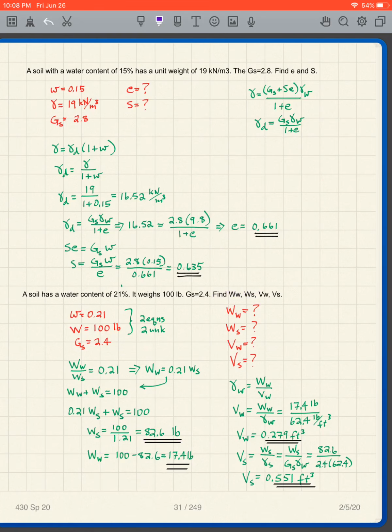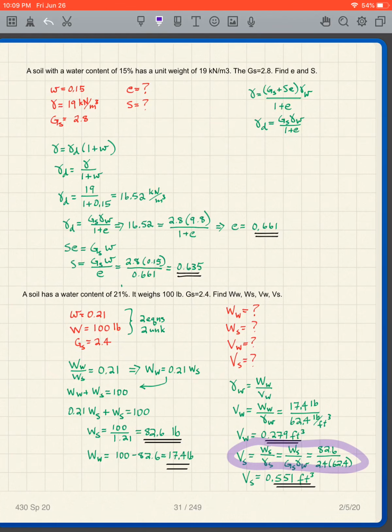And then, what do I know? Well, I know gamma w. Again, if I know the weight of the water, I know the volume of the water. How do I know that? Using the density. So I use the density, I get the volume of the water. And then since I have the specific gravity, I also know the density of the solid particles. Since I know the weight of the solid particles and the density of the solid particles, I can get the volume of the solid particles.